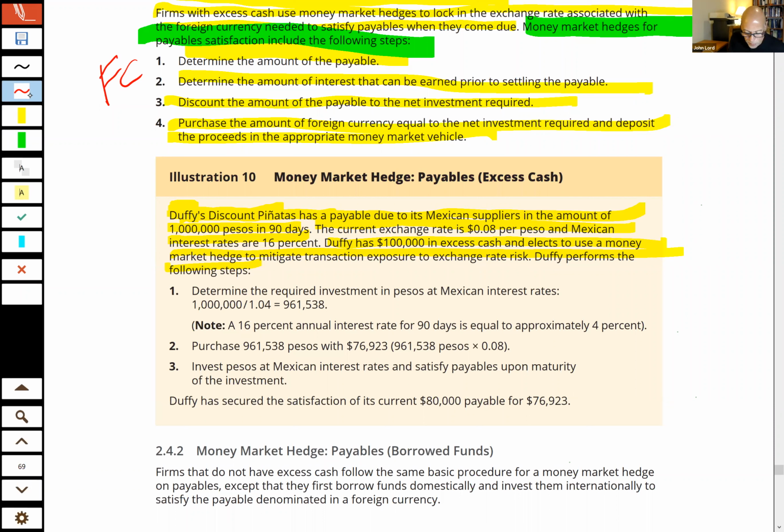Now, notice they're using 4% as the interest rate here, and I just want to make sure we're clear on that. If it's 16% annually, that says annual.